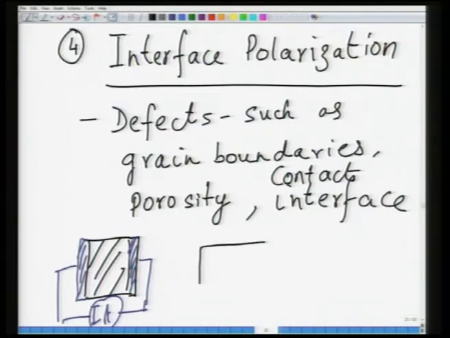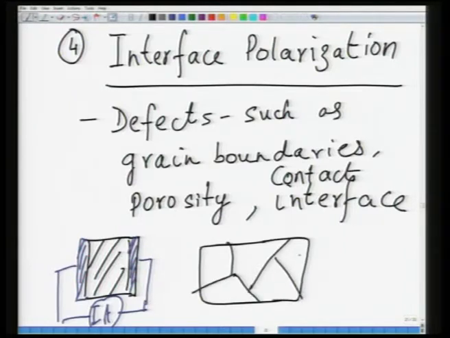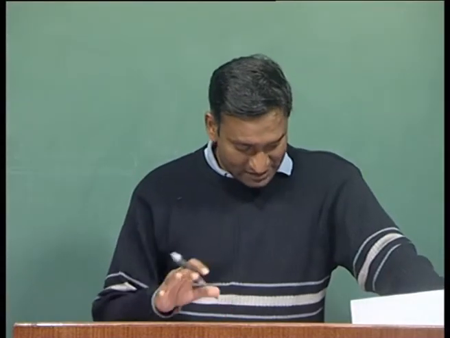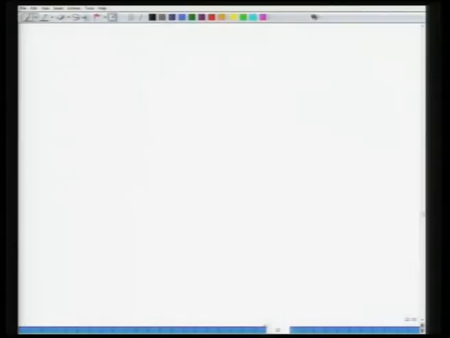In a polycrystalline material, if you have a grain structure like this, these are nothing but grain boundaries, and grain boundaries are nothing but interfaces. And if you have, let us say, porosity like this, there is nothing inside, and these walls of the pores are again foreign interfaces in this sense, because it breaks the continuity of the material. So, all these defects give rise to what is called interfaces, and as a result you have alignment of charged dipoles under the applied field at these interfaces, and this is called your interfacial polarization.